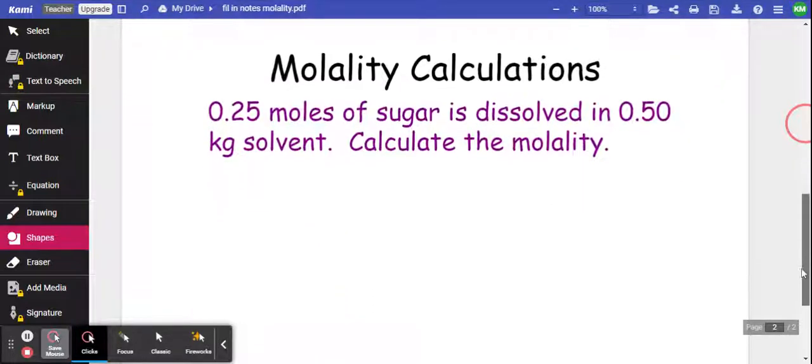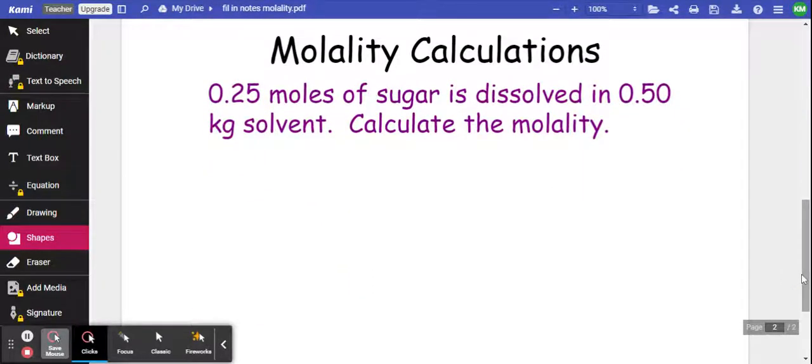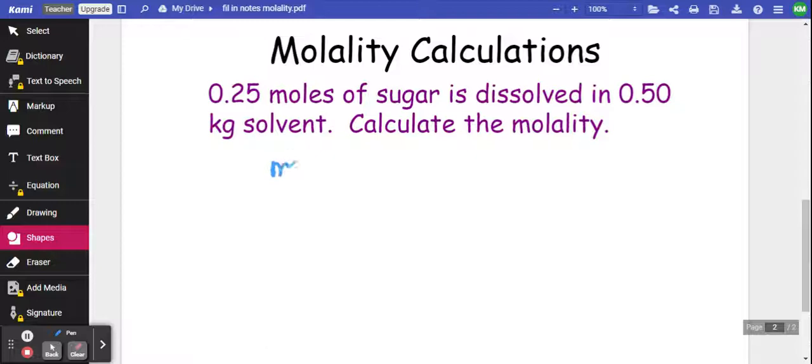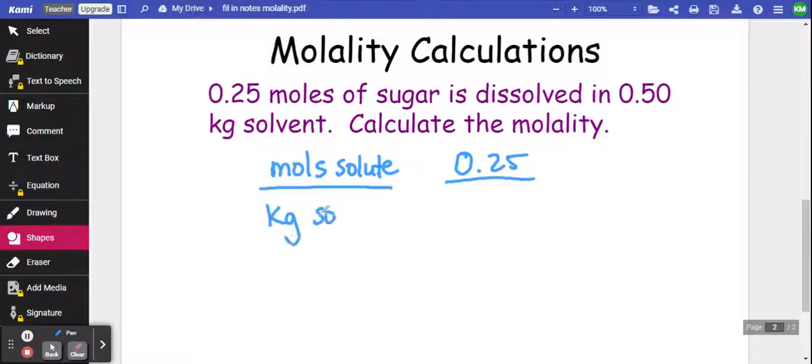Here is our calculation. So 0.25 moles of sugar is dissolved in 0.50 kilograms of solvent. It doesn't specify which sugar or which solvent, but that's okay. What is molality? All it is is moles of solute, which is 0.25, over kilograms of solvent, which is 0.50.